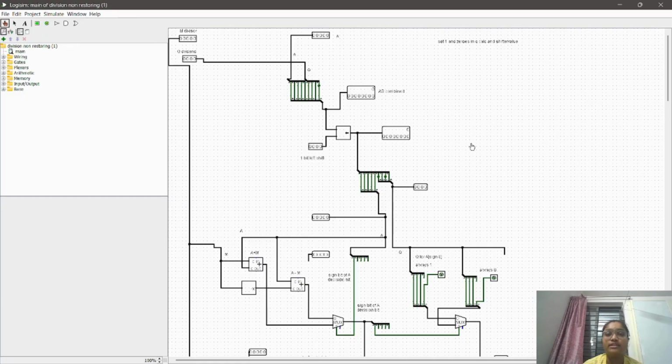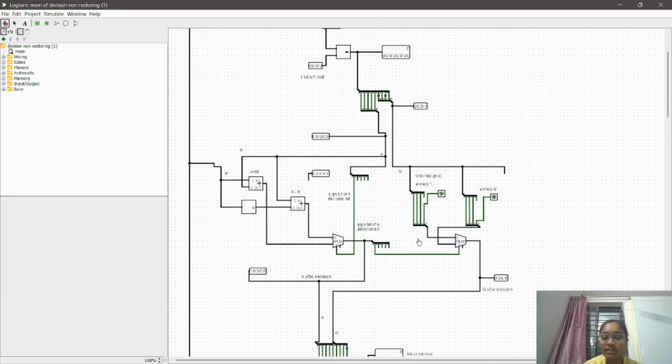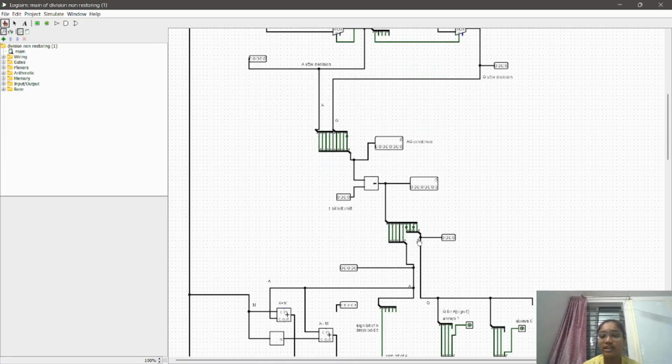Eighth is the splitter or bus line. Green multi-line connectors are used to handle multiple bits, like 4-bit or 8-bit data. Ninth is control logic. Though not clearly labeled, control signals are used for shift enable, multiplexer selection, or operation selection like adder or subtractor. So this is a non-restoring circuit. This part is used for 1 bit, so we combine it 4 times. It gives us 4-bit non-restoring division.